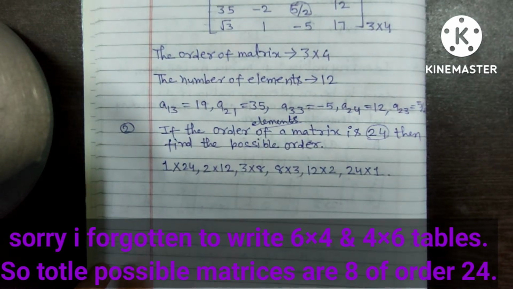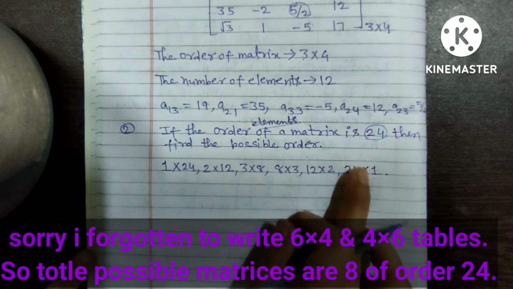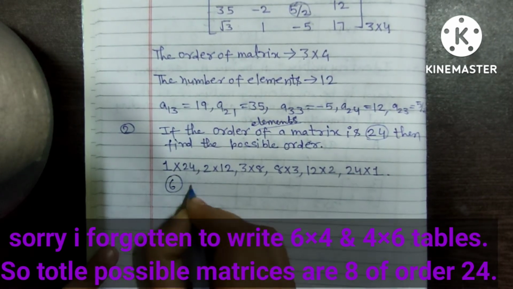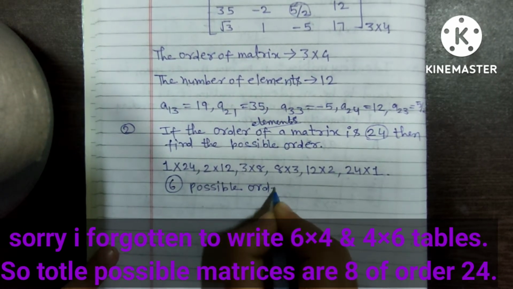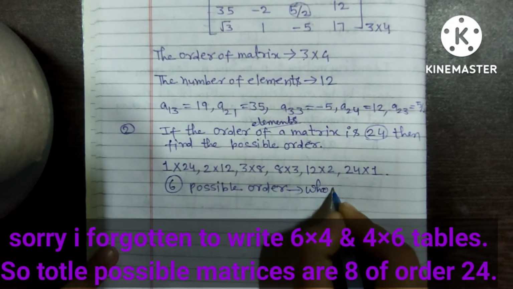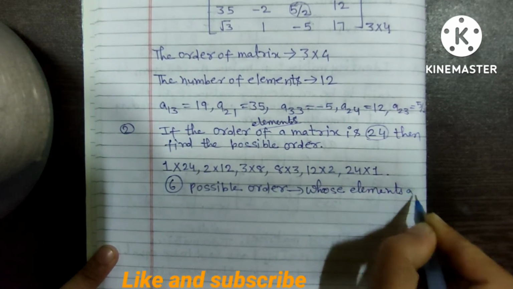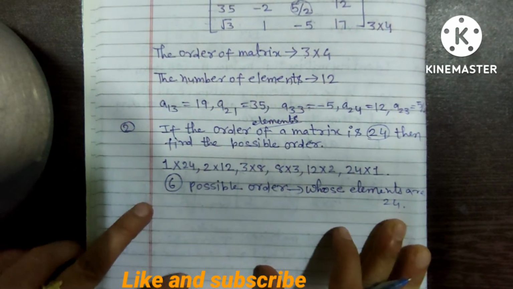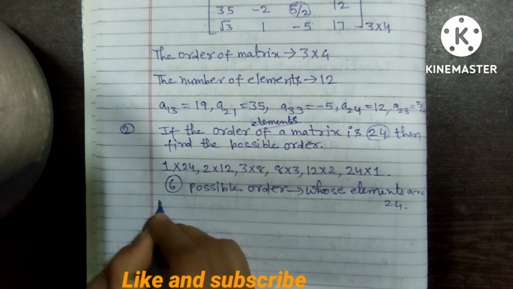So how many orders do we have? 1, 2, 3, 4, 5 and 6. So there are 6 possible orders of a matrix whose number of elements is 24.